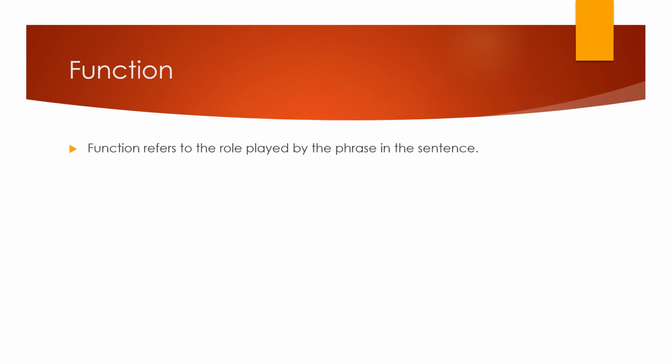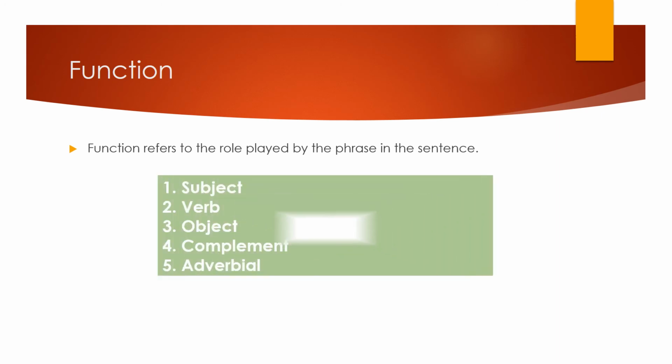Function refers to the role played by the phrase in a sentence. Subject, verb, object, complement, and adverbial are all roles that can be played by the phrase in a sentence. They are all functional elements.